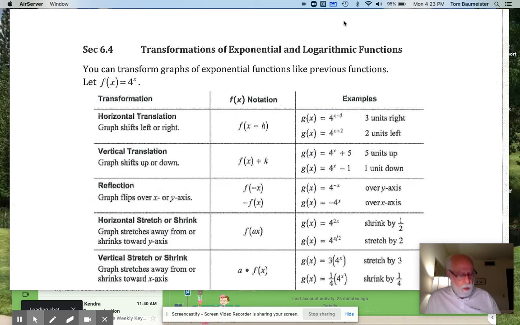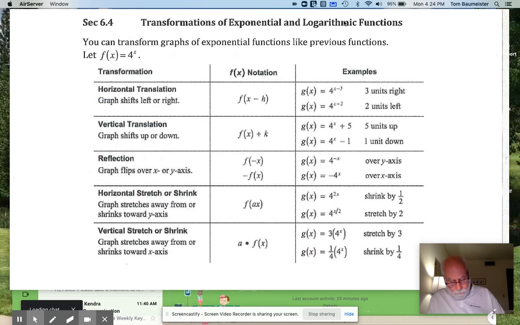So in this one here, for the example that they have here, they're going to say let f of x equal 4 raised to the x power. So on this one here, again, if you think about it, when we have x plus h or x minus h, it's always going to be the opposite. So since I have a minus 3 here, it goes right. I have a plus 2 here, it goes left. So that means it's going this way, all right?